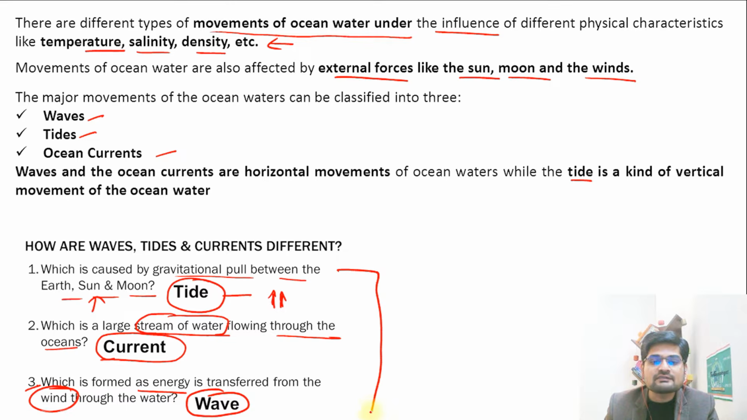So these are the three things that are important to remember. Tide is because of gravitational pull, ocean current is because of the temperature differences and also the density differences, and apart from that, the wave is basically transference of energy through waters because of wind action. So these are the three major things that we need to study. Now let's elaborate one by one furthermore.